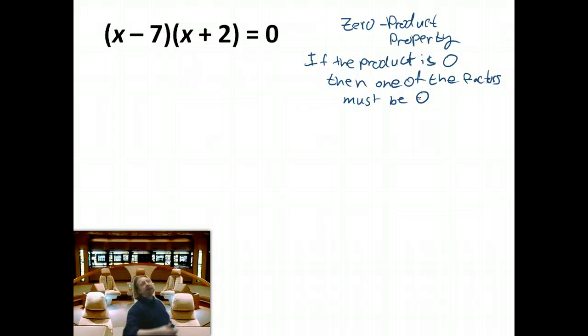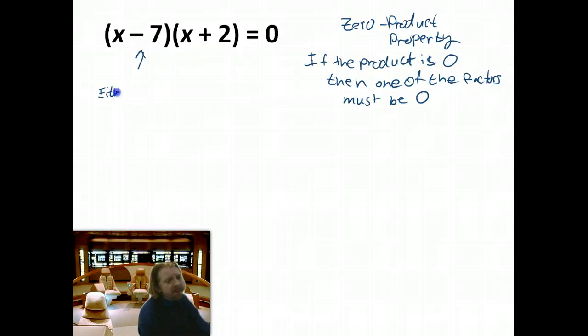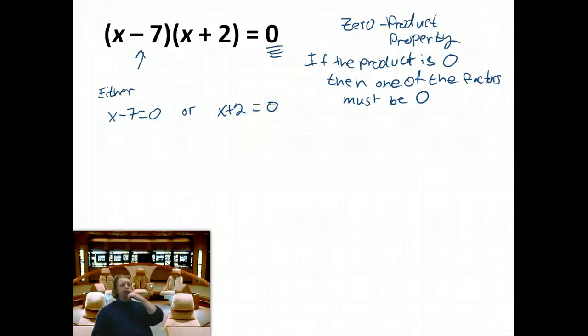In this example, I've got two factors, x minus 7 and x plus 2. And as a product, they equal 0. So that means that one of two things must be the case. Either x minus 7 is 0. This only works if something equals 0. That 0 is important. Or x plus 2 has to equal 0. One of the factors must be 0.